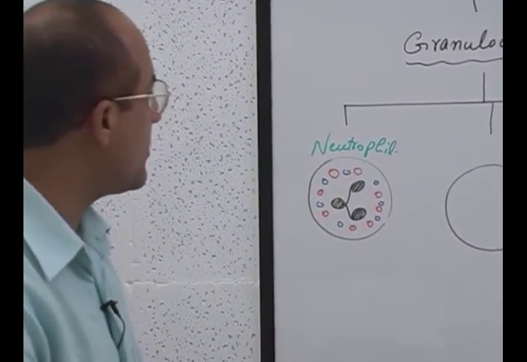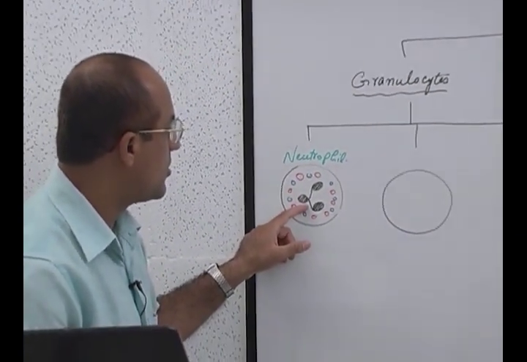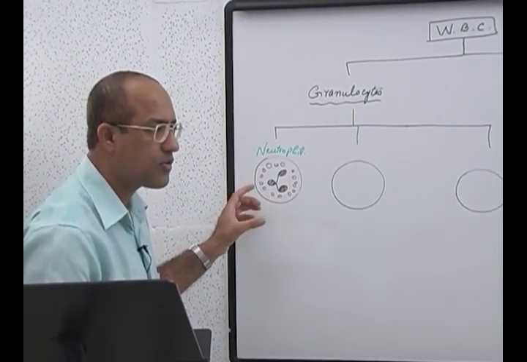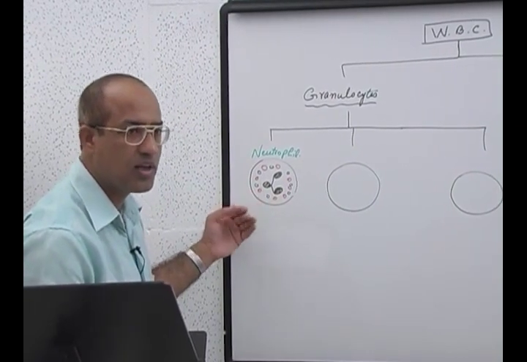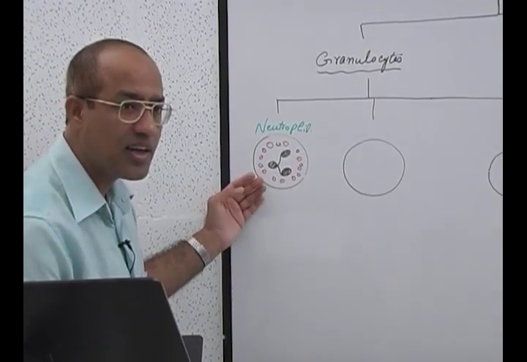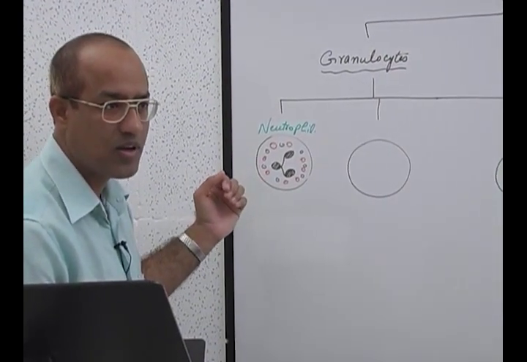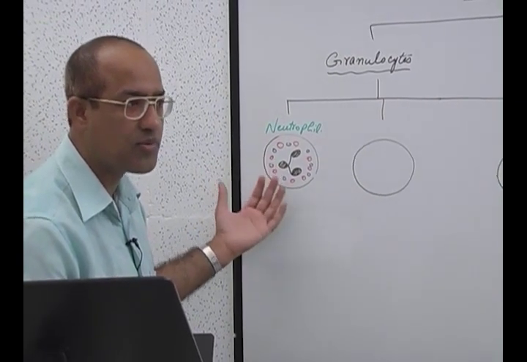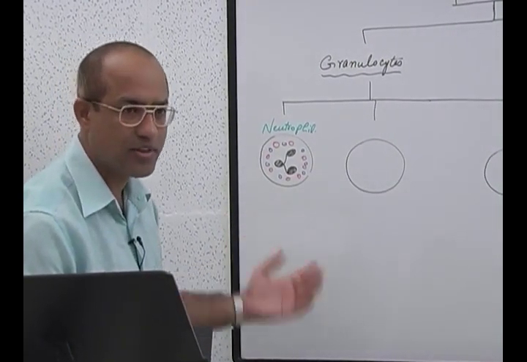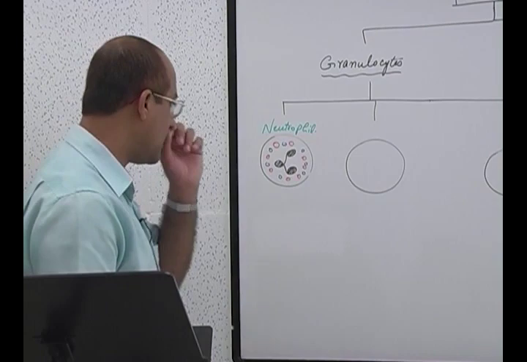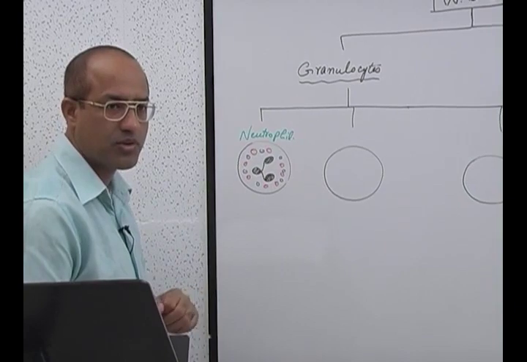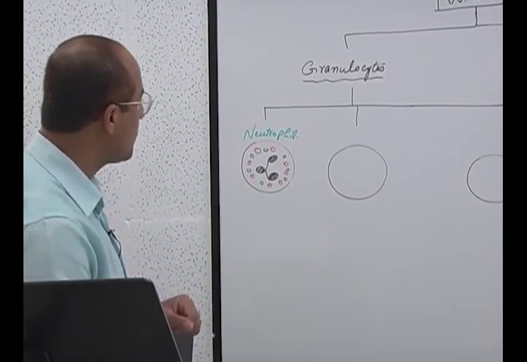Because neutrophils have different nuclear morphologies in different cells, in some neutrophils you have 2 lobes, in some 3 lobes, and in some the nucleus has 4 lobes, we also call them polymorphonuclear neutrophils. Morphology means structure. Some people simply call them polymorphs. Poly means many, morpho means structure: the many different nuclear structures seen in different neutrophils.